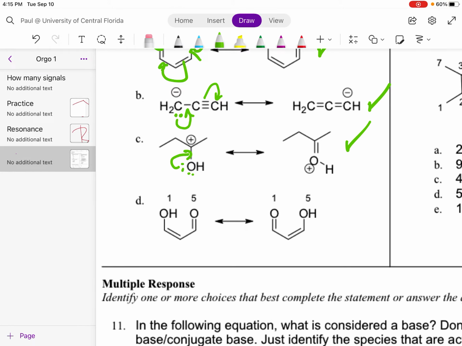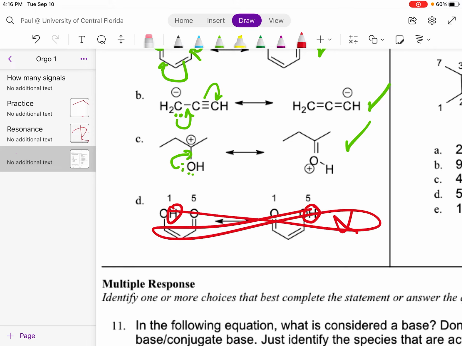And then molecule D, how is that a resonance structure? Well, they're making it abundantly clear that this oxygen atom is number 1, and that oxygen is number 1, and you can see the numbering scheme. And you can see that this is not a resonance structure because atoms have moved. So we see that we have a hydrogen on oxygen 1, and then that hydrogen moves to oxygen 5. So that is not a resonance structure, hence the correct answer.